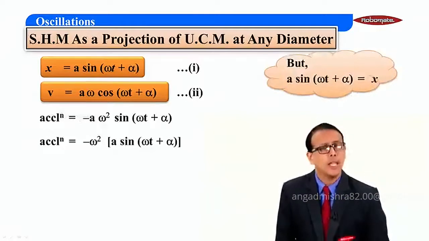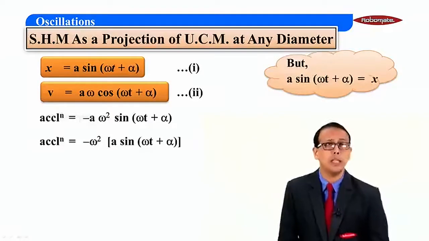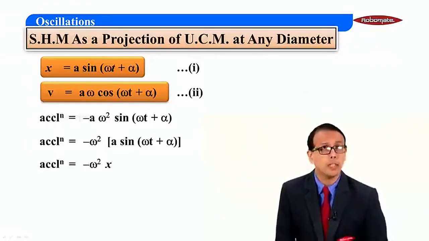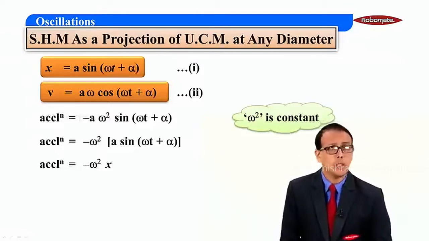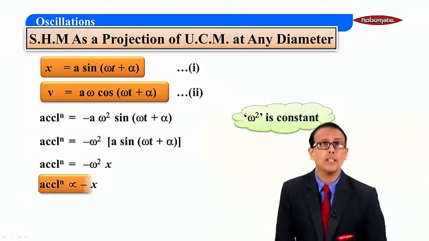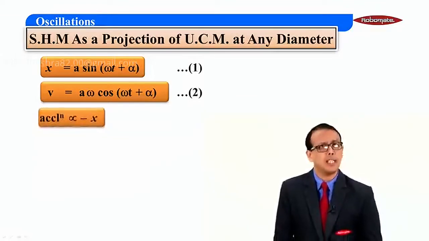But students, A sine (omega t plus alpha), as seen, is nothing but our equation 1, the value is equal to x. Therefore, acceleration becomes minus omega square x. But since omega square is constant, I can write acceleration is proportional to minus x. Students, this is nothing but the condition for SHM.